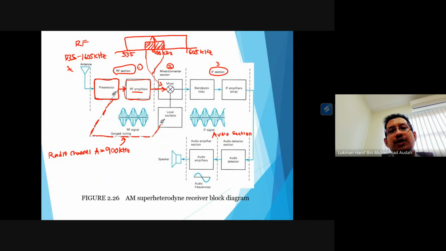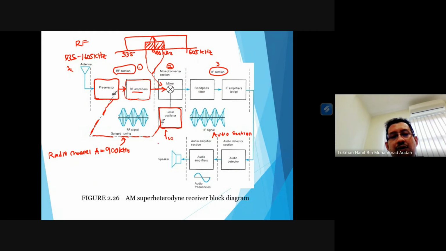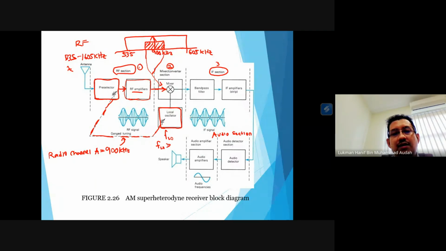Okay, so it will pass through the mixer converter section, where it will mix with the local oscillator frequency, which is FLO. FLO is normally higher than the RF frequencies, all the RF frequencies. What are the RF frequencies? All the frequencies received by the antenna are the RF frequencies.